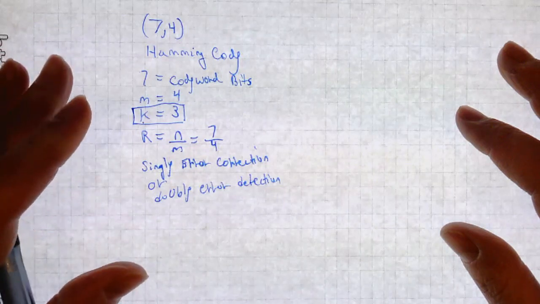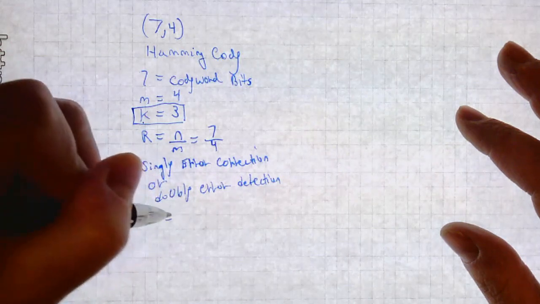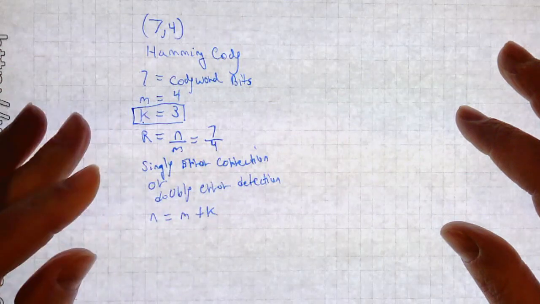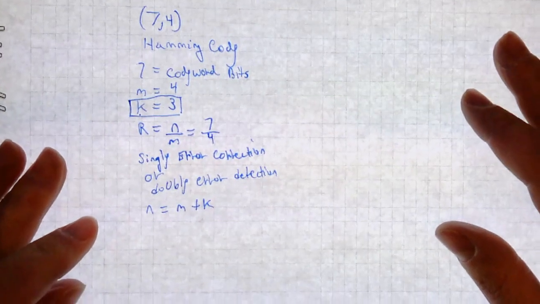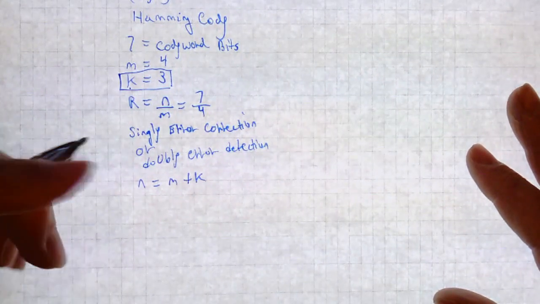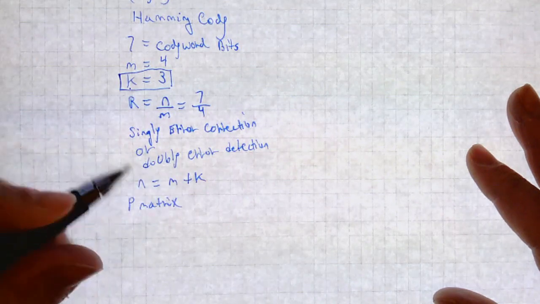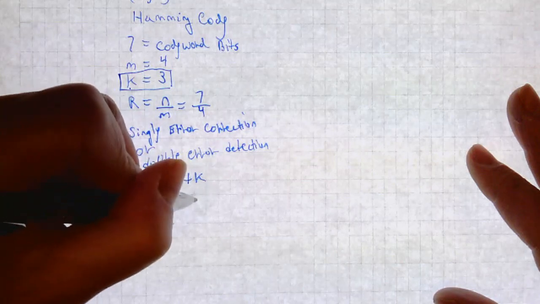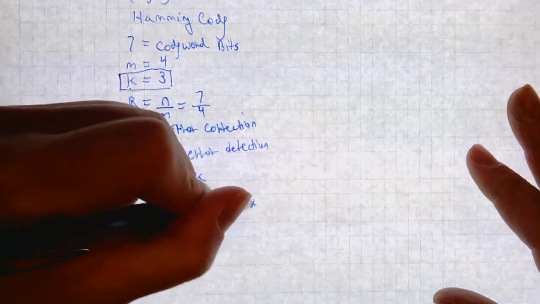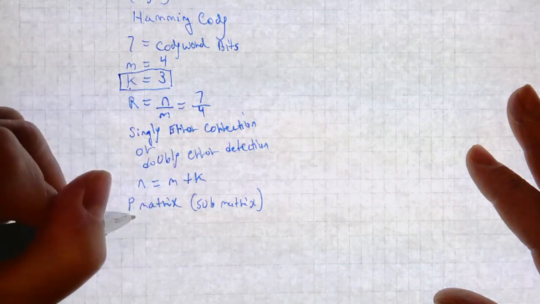So with this idea in mind, what we can see quickly is that n is equal to the number of message bits, m, plus the number of check bits, k. And that's an easy formula to see, basic arithmetic. And what we want to do is formulate what's called a P matrix. The P matrix is also known as a submatrix, and a submatrix is a matrix within a matrix. And so what we do is we use something called Hamming's rule.